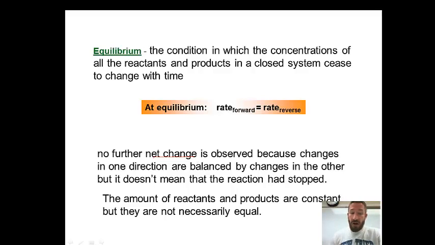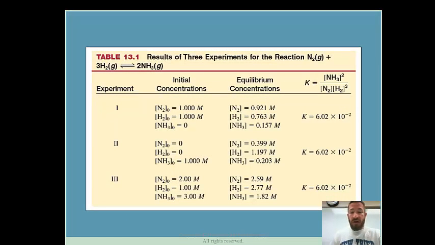Now, the other thing is the amounts of the reactants and products are constant. They're not necessarily equal. And let's look at a couple of different situations. We have 3 different experiments. Each one we're starting with different initial concentrations. Now, this is a reaction we talked about earlier with nitrogen and hydrogen forming ammonia. Here we start with just the reactants, no products. They reach these equilibrium concentrations.